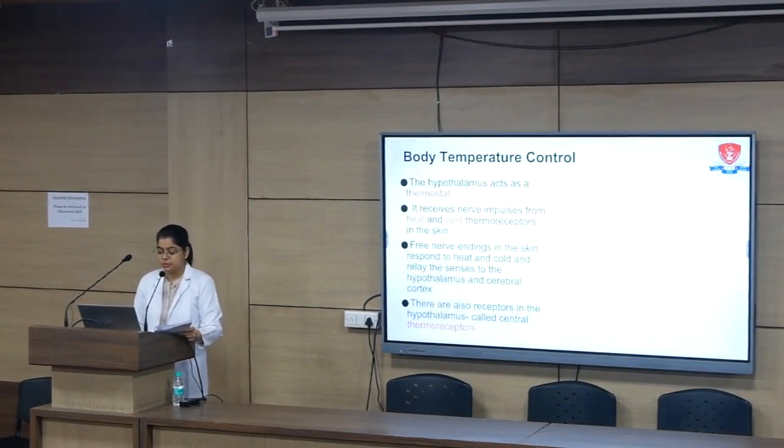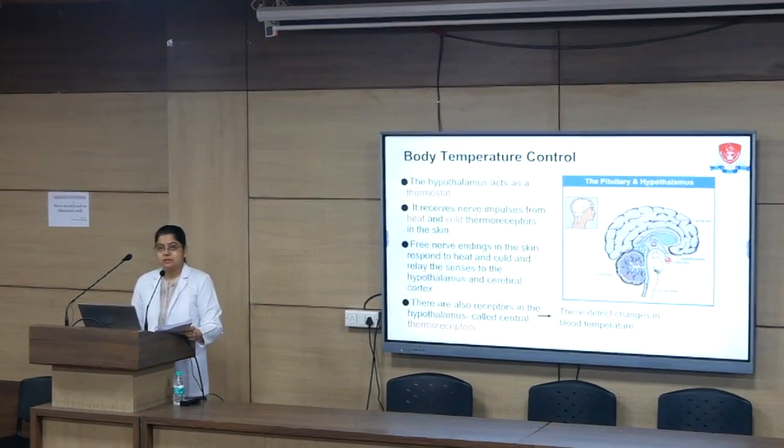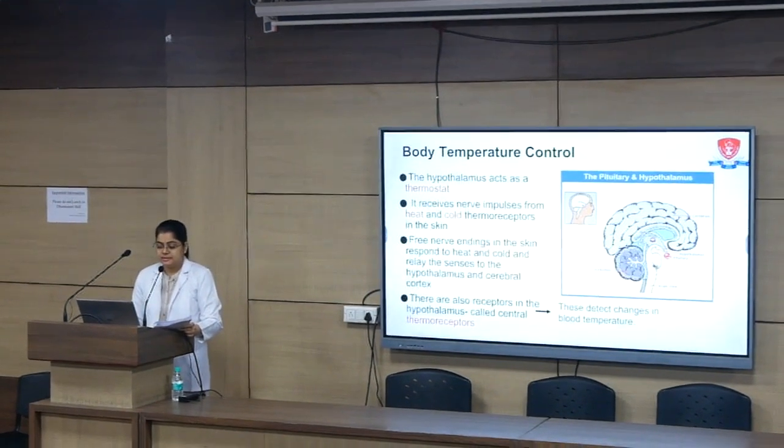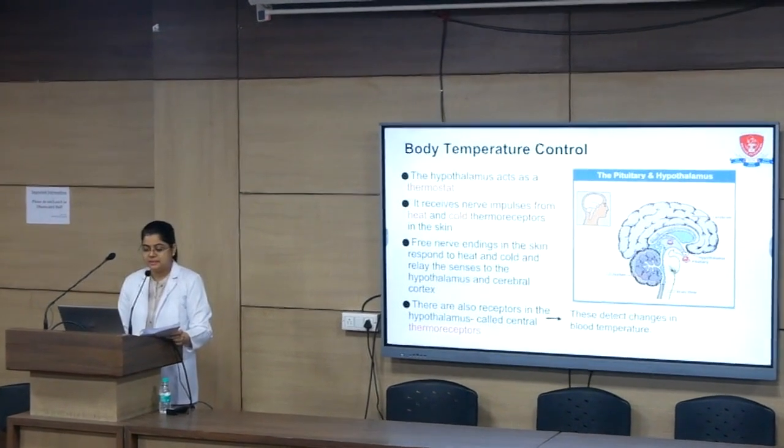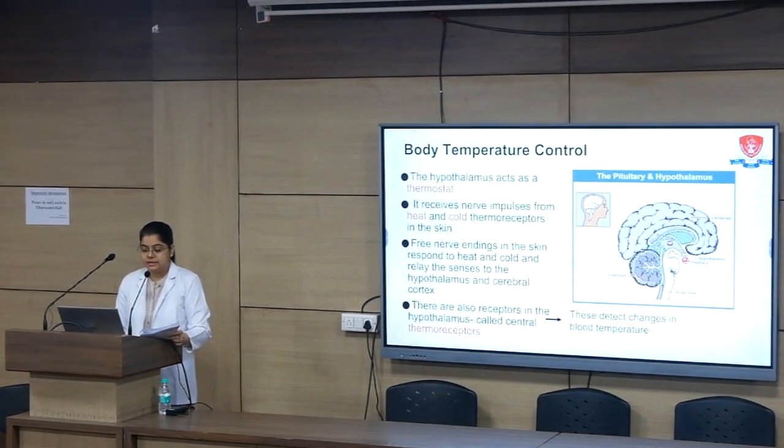Body temperature control. The hypothalamus acts as a thermostat. It receives nerve impulses from heat and cold thermoreceptors in the skin. Free nerve endings in the skin respond to heat and cold and relay the senses to the hypothalamus and cerebral cortex. There are also receptors in the hypothalamus called central thermoreceptors which detect changes in the blood temperature.